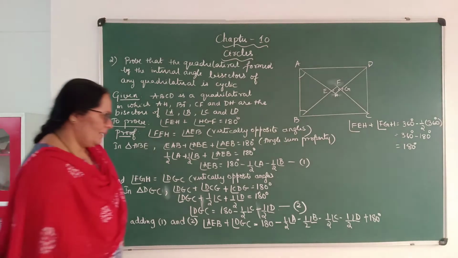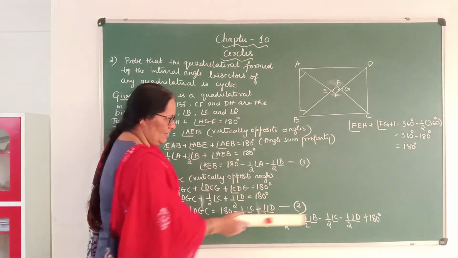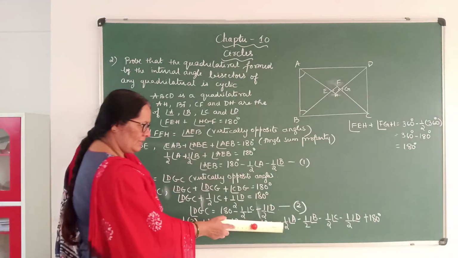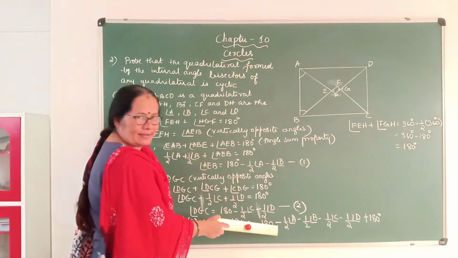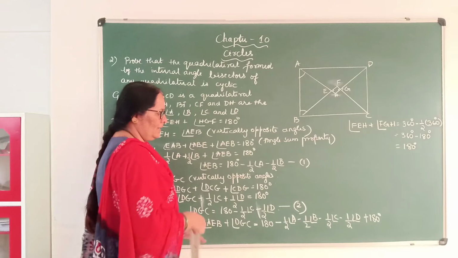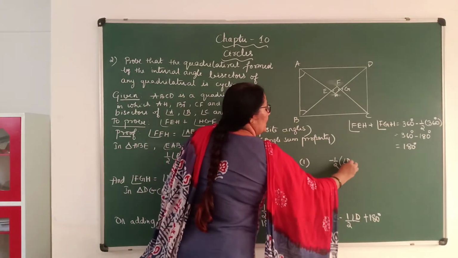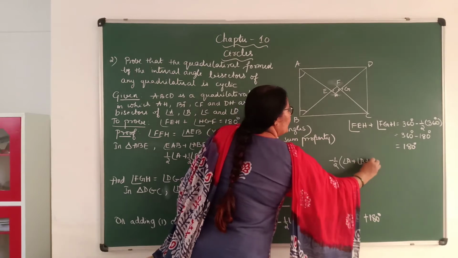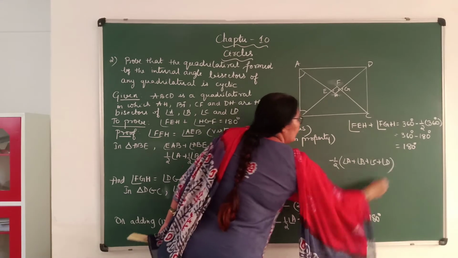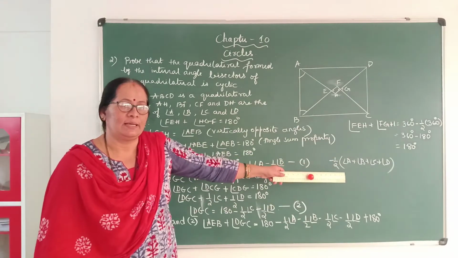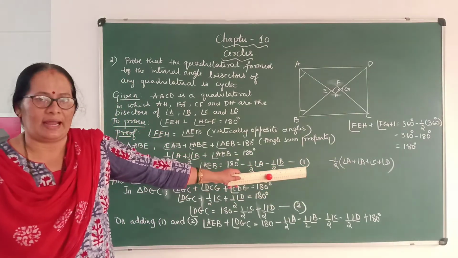Now 180 plus 180 is 360 degree. And here in this term take minus half as common, then you will get minus half. If you take common, what you will get here? Angle A, angle B, angle C plus angle D, right? So what is angle A plus B plus C plus D? Sum of the four angles of the quadrilateral, right?